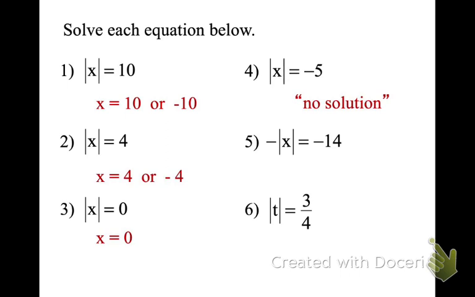There's no such thing. Now, number 5, with the negative on the outside, this is like saying -1 times the absolute value of x equals negative 14. So now there's still two answers that can go in there because afterwards they get multiplied by negative 1. We could still have a negative 14.